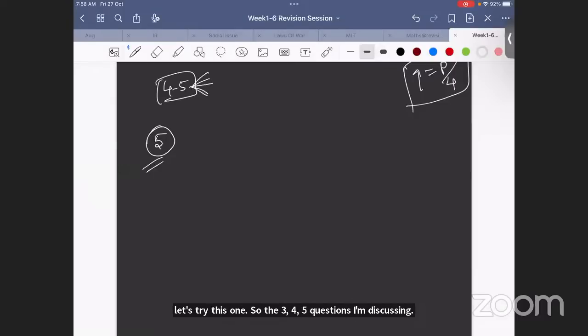Okay, let's try this one. The 3, 4, 5 questions I'm discussing, just revise the concept. If you're not getting time to solve these again, just revise the concept and you'll be in a better position to solve the questions in the exam.